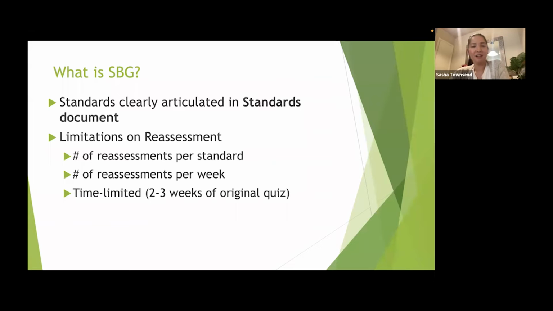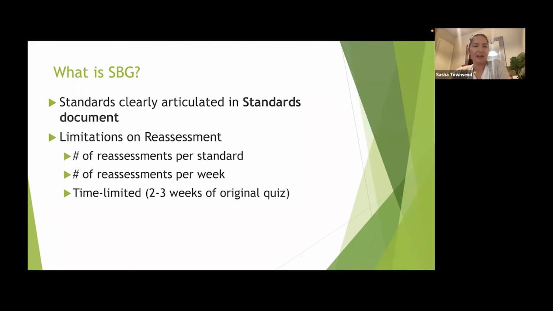And to make all of this feasible, we do have to provide some limitations on reassessment opportunities. I can't just let any student take any quiz anytime they want. Just because of logistics, it would be too difficult to let students retake everything as many times as they want to. So I will limit either the number of reassessments per standard.